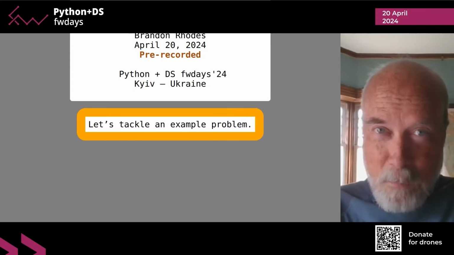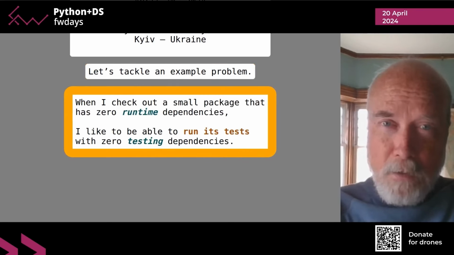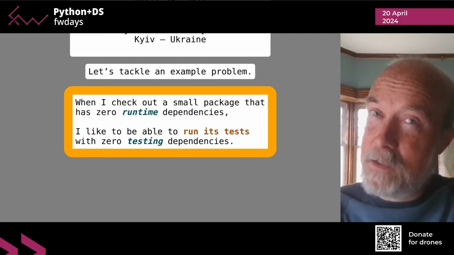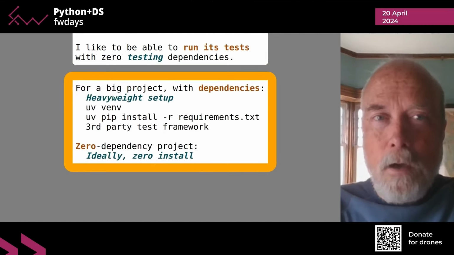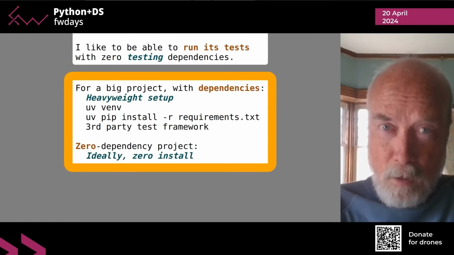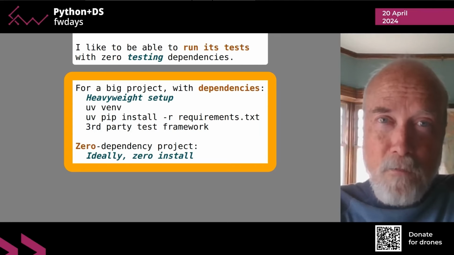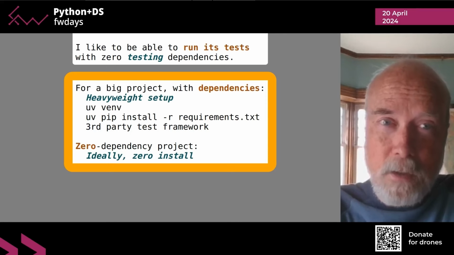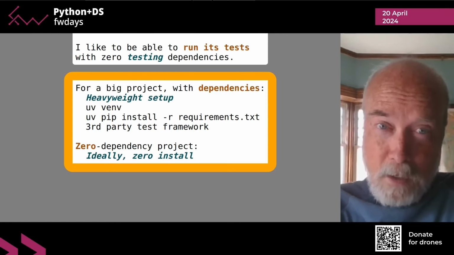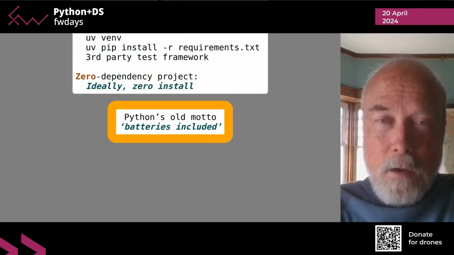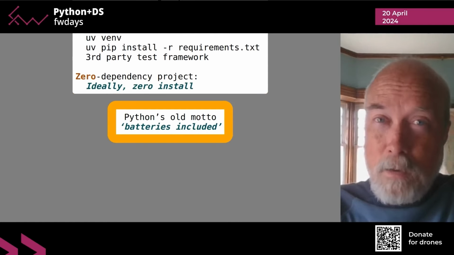Let's tackle an example problem. When I check out a small package that has 0 runtime dependencies, I'd like to be able to run its tests with 0 testing dependencies. For a big, heavyweight project that already has dependencies of its own, sure, I expect a heavyweight setup, creating a virtual environment and installing its requirements.txt. Might as well use a third-party testing framework. I can list it right in requirements.txt itself. But for a small little package I'm writing with 0 dependencies, I'd like to be able to develop on it with 0 install.